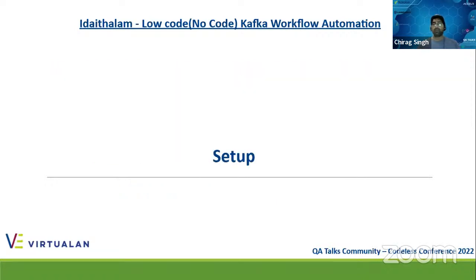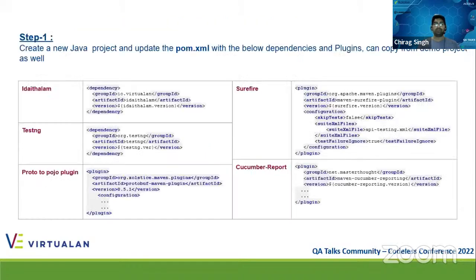Now we will talk about the setup, how we can configure or create this framework. To configure this framework, you need to create a Java Maven project and update two dependencies. First is the Ethereum dependency, and second is TestNG. From the Ethereum test dependency you get all the Kafka code for how to configure and validate. By using TestNG, you are able to run your test cases.